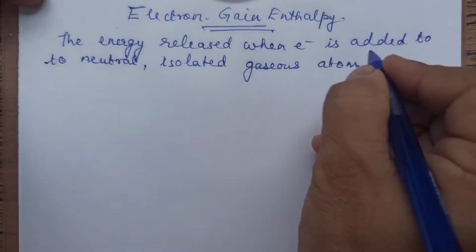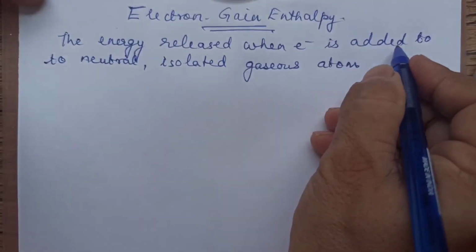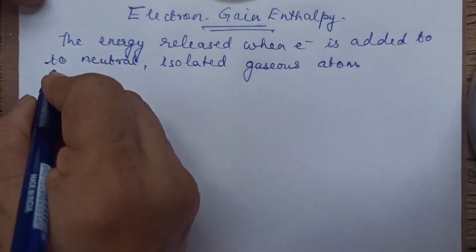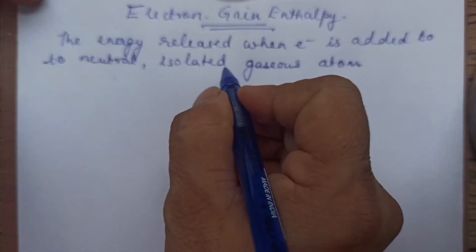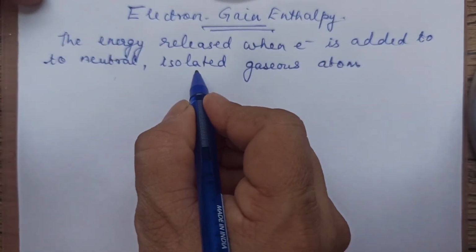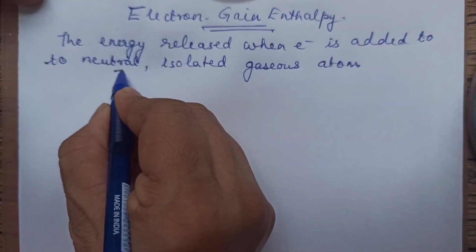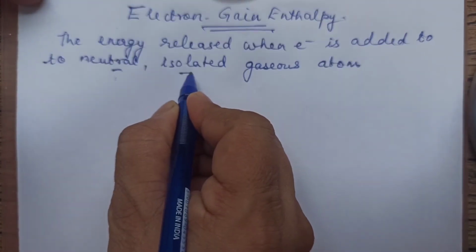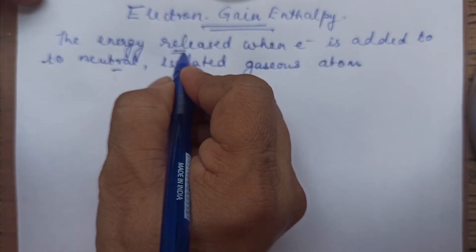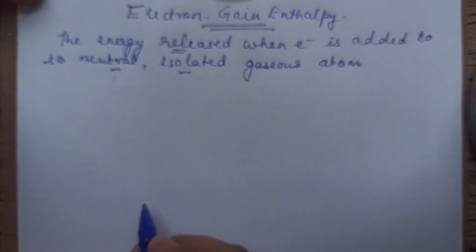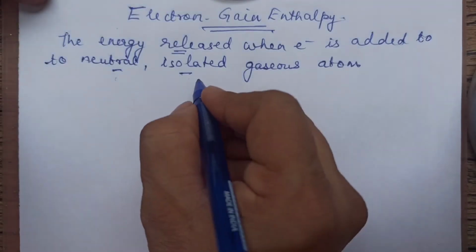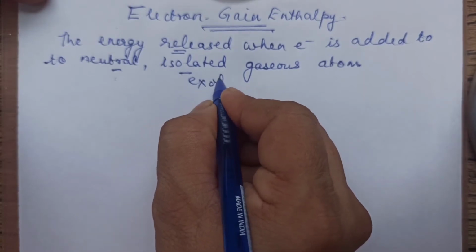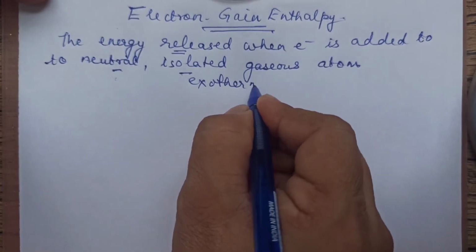When an electron is added to the valence shell of the neutral isolated gaseous atom, each term is important. It has to be neutral, it has to be isolated, and one very important thing is that in this process energy is always released. That means we can say it is exothermic. Energy will be released.